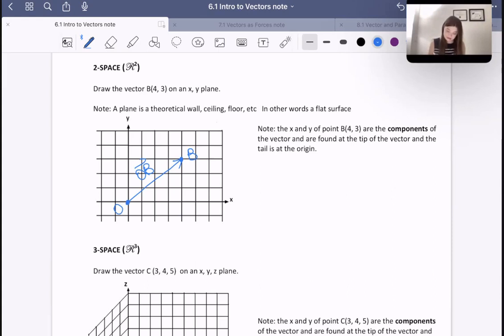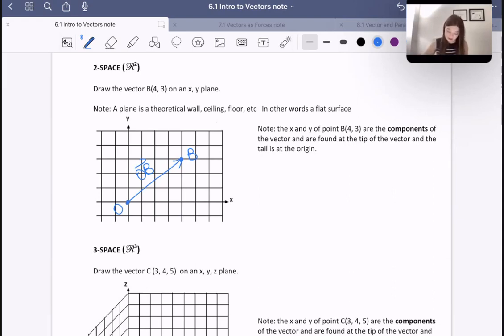Good. Now, a plane, right, the two space plane is a theoretical wall, ceiling, floor, or some sort of flat surface. So, picture this as a floor, and we're just drawing this vector on a flat surface. Maybe this is a vector where a mouse is running across the floor in this direction, starts at the origin and then ends at point B. Or any other example you'd like to come up with for that, but basically they're on some flat surface and there's a movement like that.